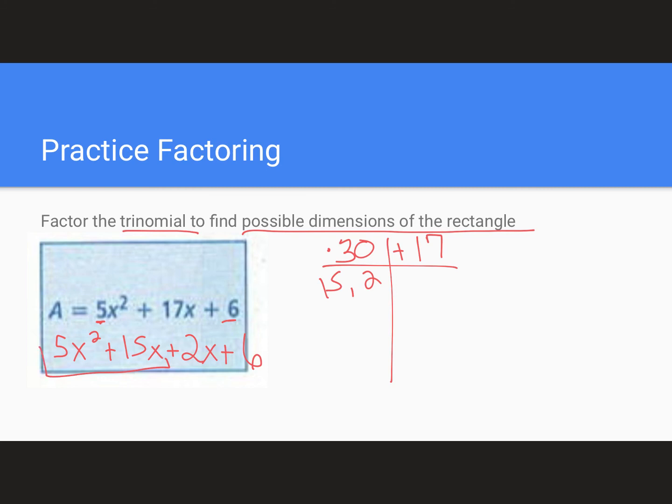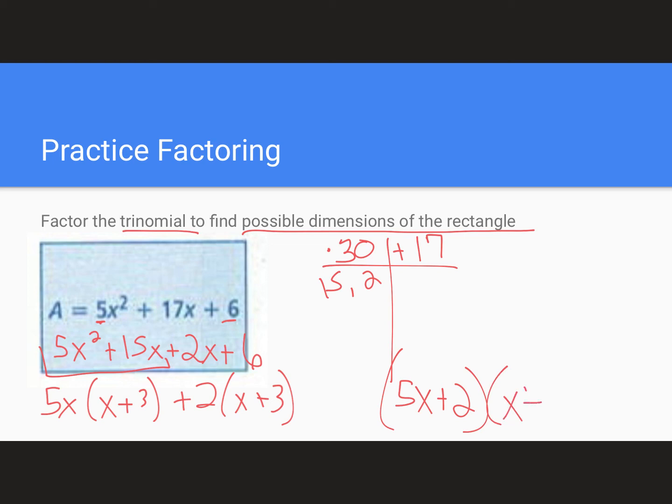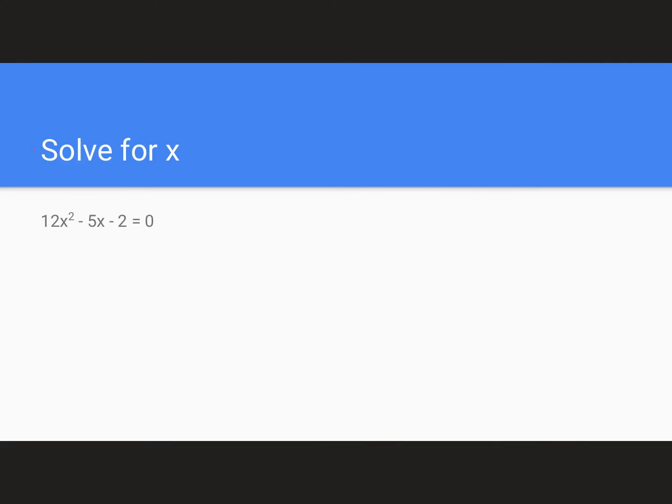So for this section, I pull out a 5x and I'm left with x plus 3. Over here, I pull out a 2 and I'm left with x plus 3. So my final answer is 5x plus 2 times x plus 3. Okay, so once we're factoring, we're doing it so that we can have the option to solve for x. So in this case, I'm looking for factors of negative 24 that add to negative 5.